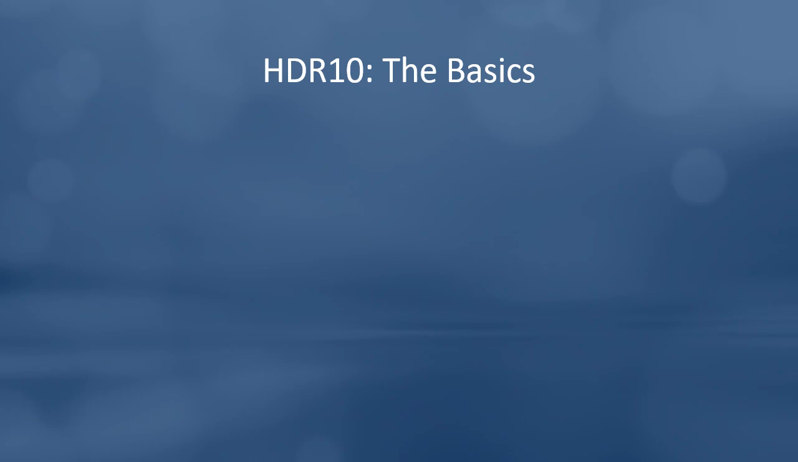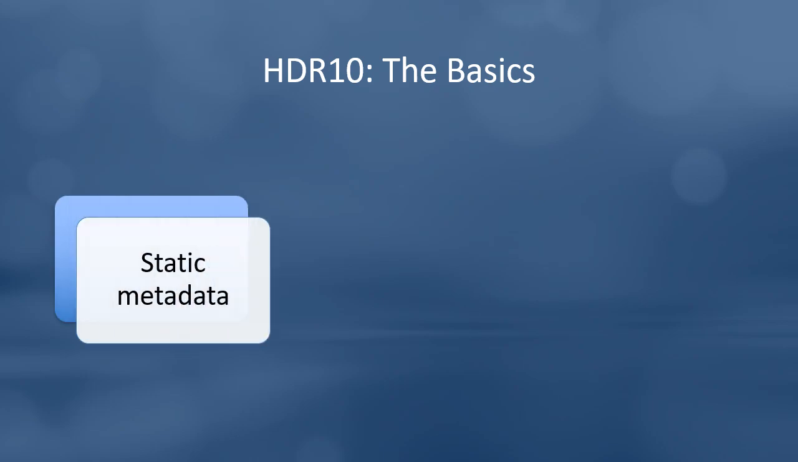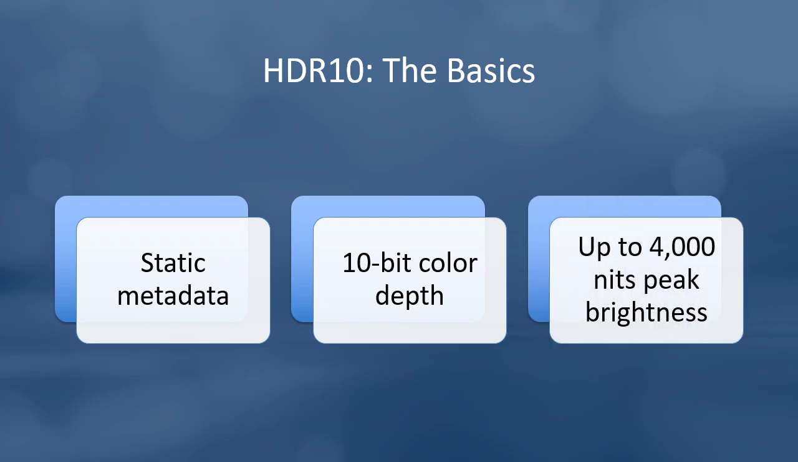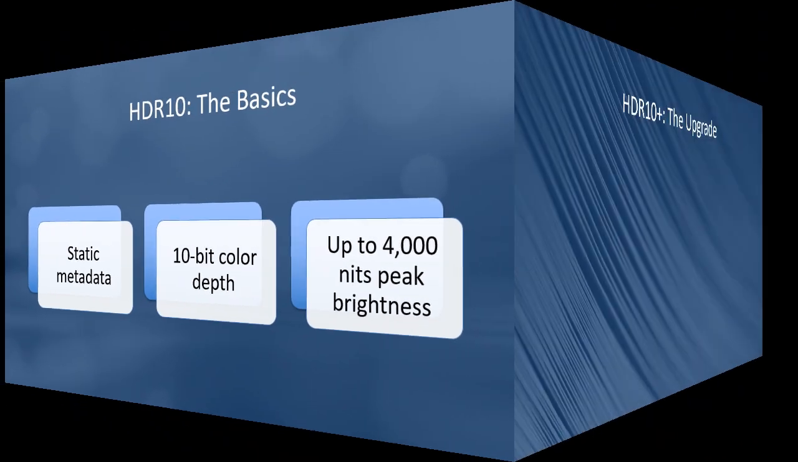HDR10, the basics. HDR10 is the most widely adopted HDR format today. It uses static metadata, meaning the brightness and color information is set once for the entire movie or episode. It supports 10-bit color depth and can reach peak brightness levels up to around 4000 nits, although most content is mastered at 1000.